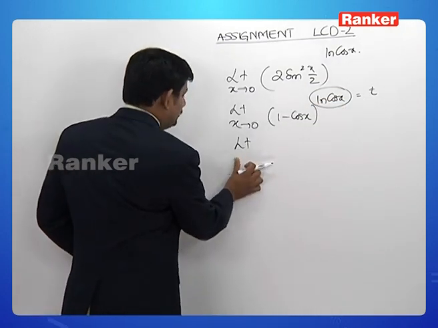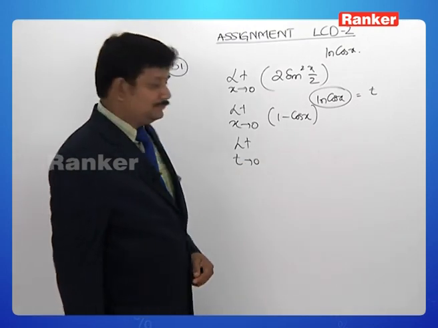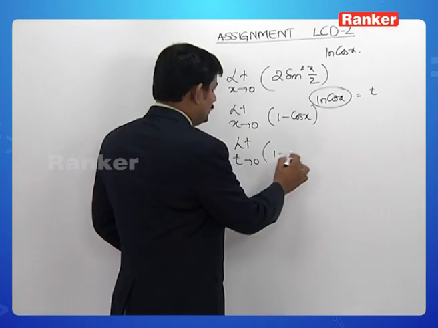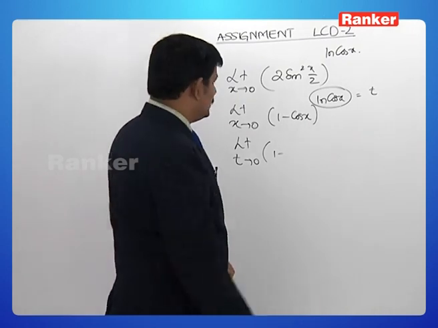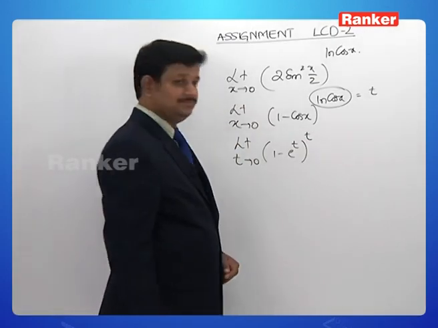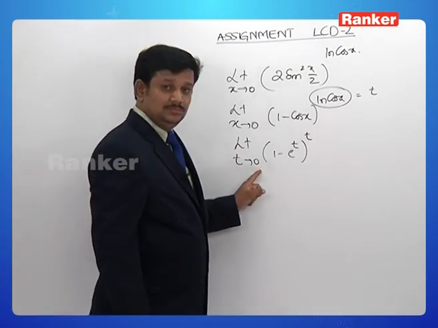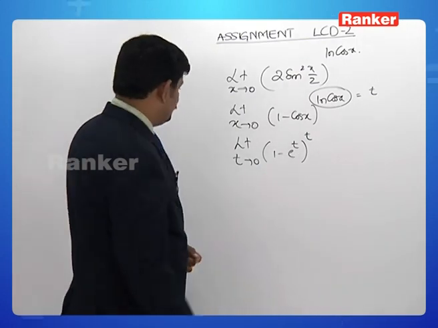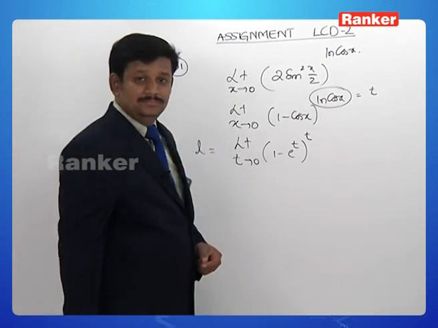So, this limit can be rewritten in terms of t as limit t tending to 0, 1 minus... If log cos x we call it t, cos x would be e power t. So, this becomes (1 minus e power t) whole power t. Limit t tending to 0, (1 minus e power t) whole power t. Let us call this limit L.